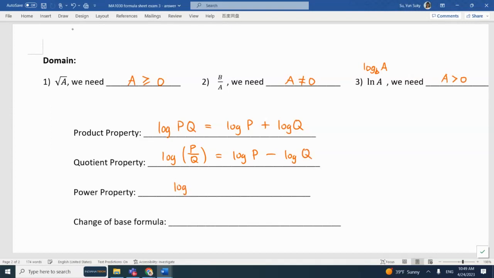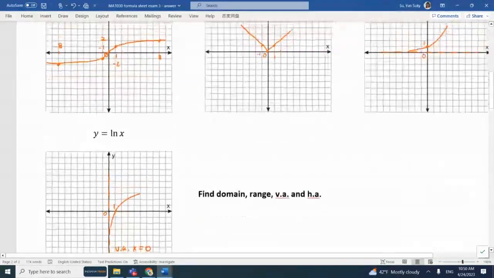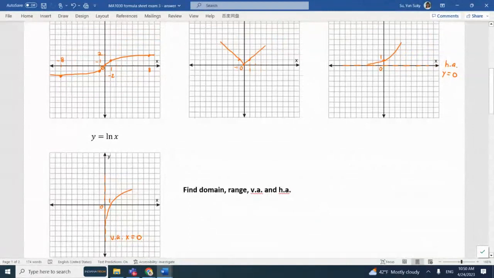Power property: log base b of a to the m. What do you do with the m? You put it in front, m times log base b of a. Change of base formula: you can use any new base. Let's say you use ln, then you put the a on top and the b at the bottom. By the way, I will post this on the website. And we're not done yet.